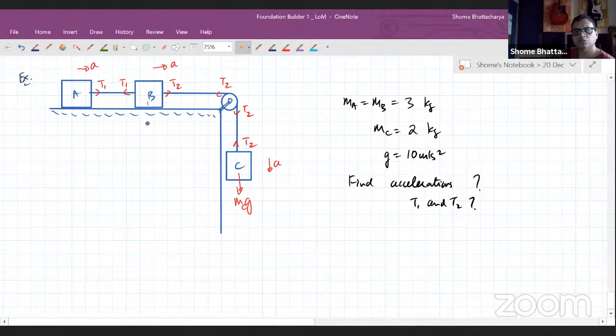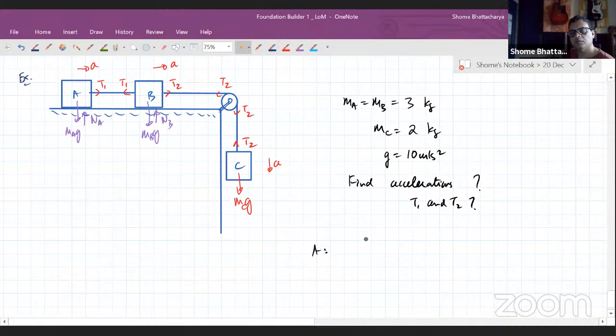As you can see, for these two blocks, you really don't have to worry about the vertical forces. They will balance each other. You just have to write the horizontal equations. So we'll just concentrate on that.